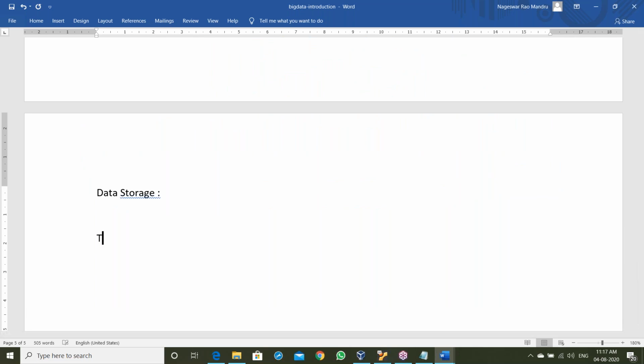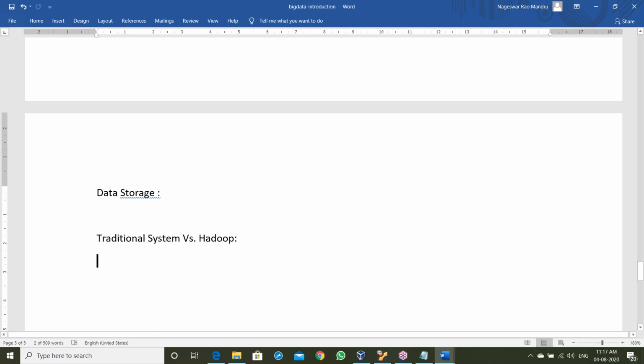Now, data storage. Let us see traditional systems versus Hadoop. This is the point we should discuss. First we'll see traditional systems: how data is stored in traditional systems.